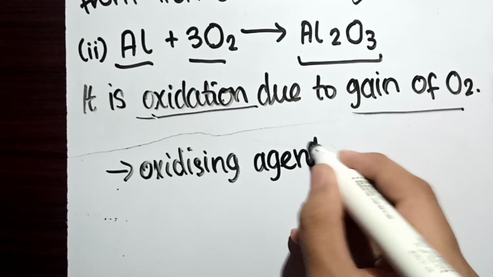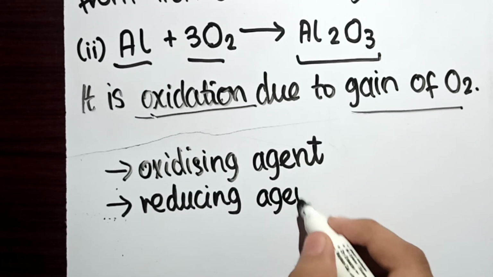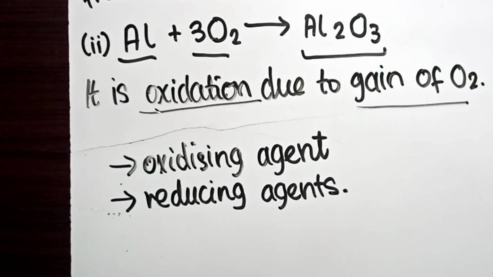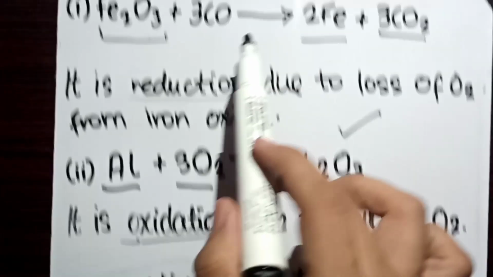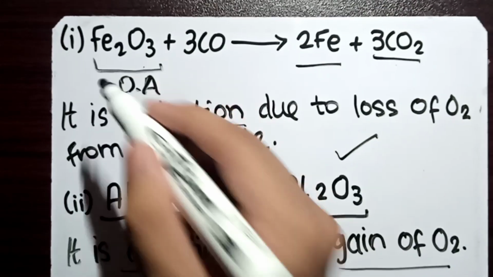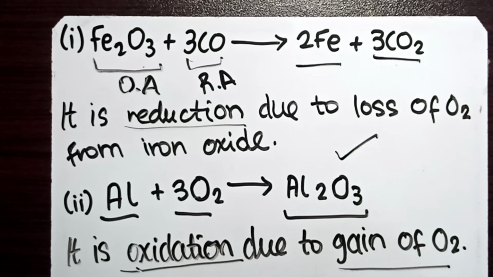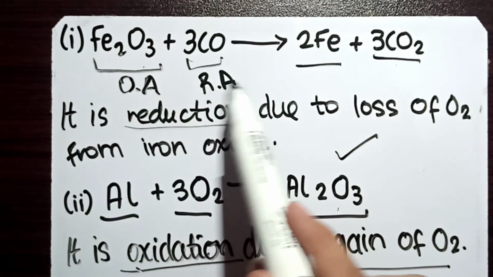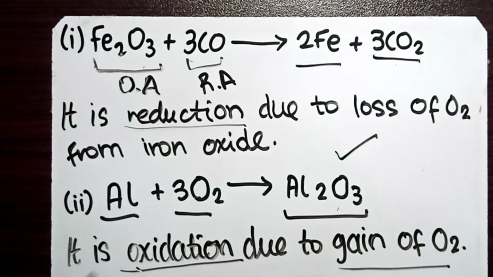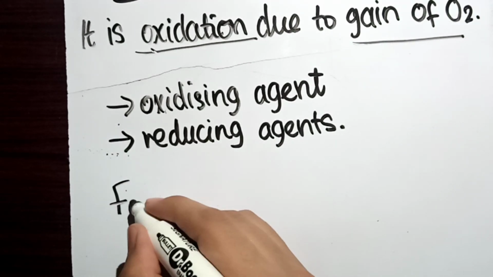Oxidizing agent, reducing agent. The oxidizing agent is responsible for oxidizing. In this case, the oxidizing agent is responsible for oxidizing the carbon monoxide to carbon dioxide. Iron has been reduced from its oxide. So this is the reducing agent which has reduced iron from oxygen, and this is the oxidizing agent which has oxidized.